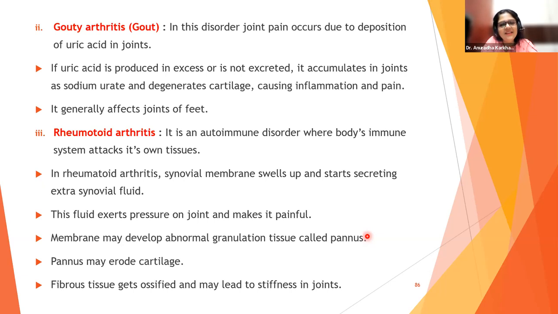Actually the immune system is not able to recognize the difference between self and non-self, na? Isiliye ye problem hota hai. Now, why is it not capable of finding out that self and non-self difference? Difference nahi kar paate hain?